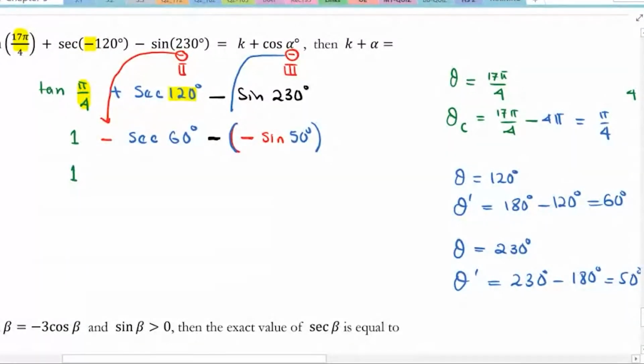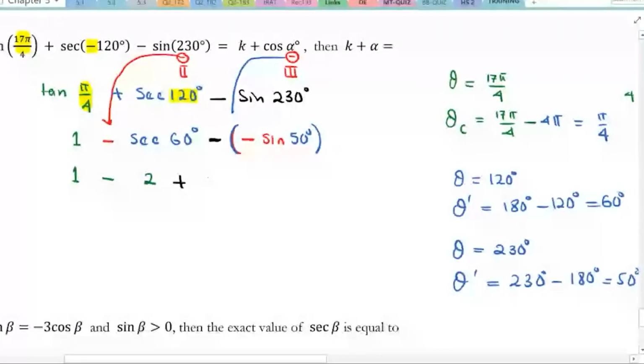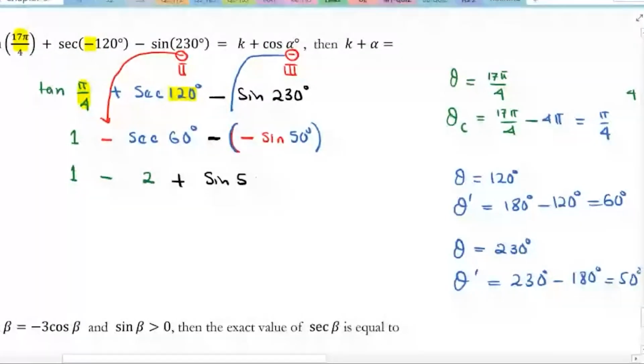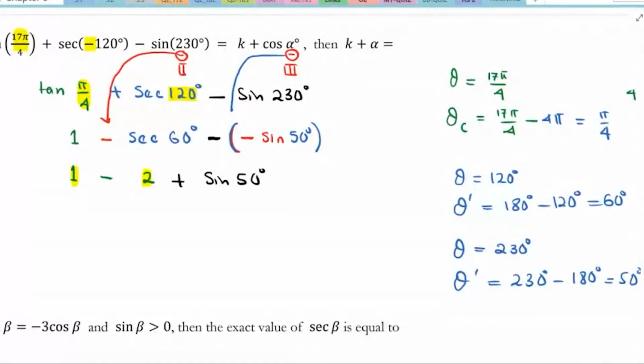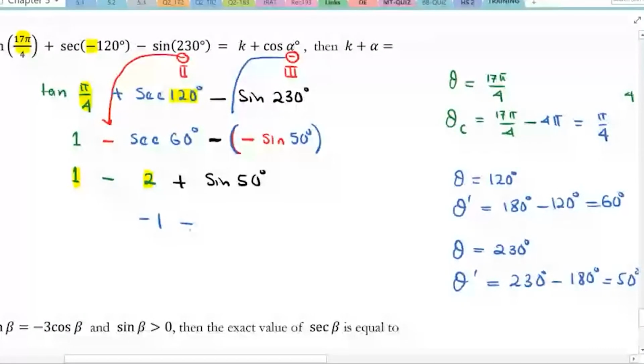Now, secant of 60 degrees is the reciprocal of cosine of 60, which is 1 over 1/2, and that is equal to 2 directly. Now here, we can say minus times minus gives us positive, plus sine of 50 degrees. Now this is 1, and this is minus 2. Combine them together, we get minus 1 plus sine of 50 degrees.